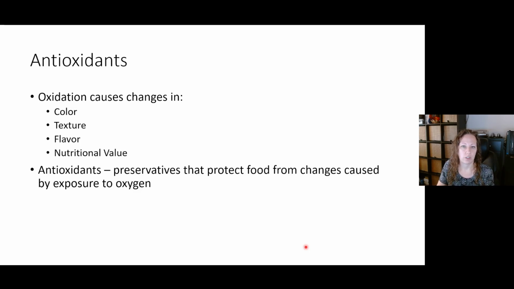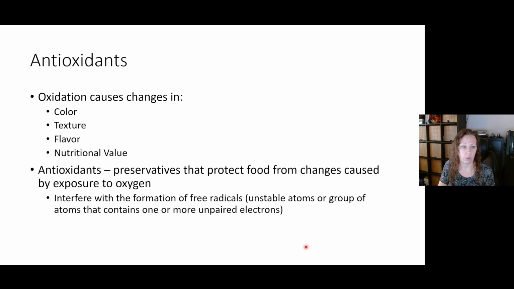So oxidized fats are not able to be used in your body. You're also exposing your body to free radicals, which are not great for you. So antioxidants are used as preservatives to protect the food from the changes caused by exposure to oxygen. And of course, free radicals. The antioxidants interfere with the formation of free radicals.